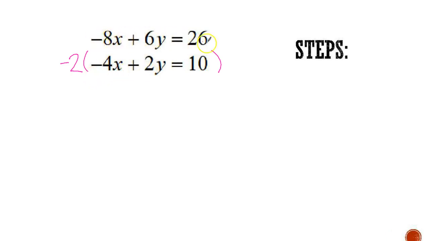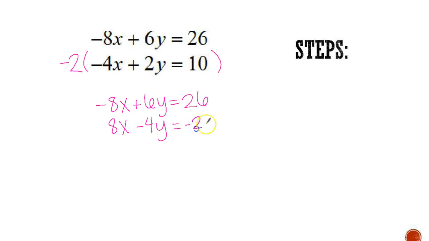Because I'm multiplying the bottom, what I do is I'm just going to rewrite the top just so they are stacked on top of each other. But some of y'all don't have to do that. Like, it makes sense in your head to not. -2 times -4 is a +8x. -2 times a +2 is a -4y. Equals -2 times 10 is a -20.